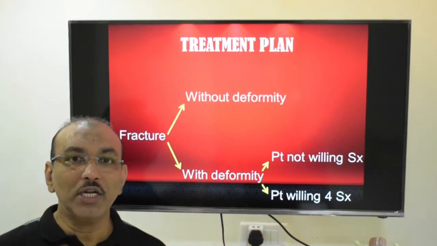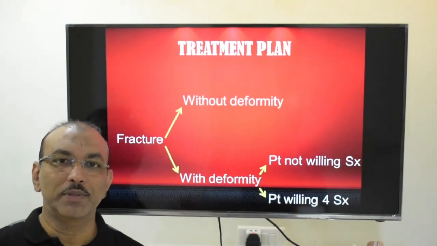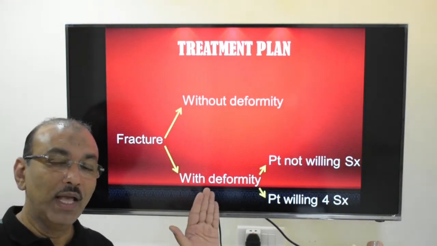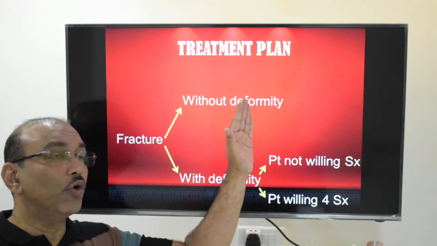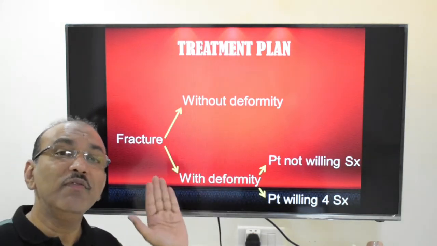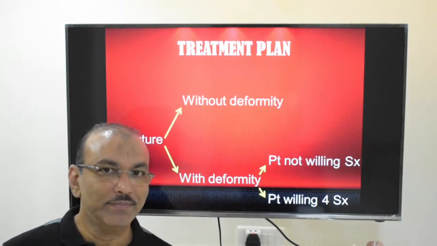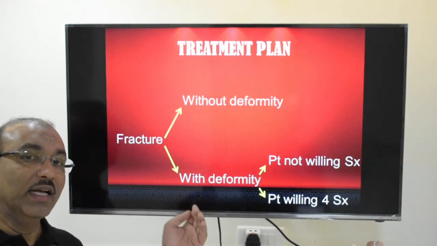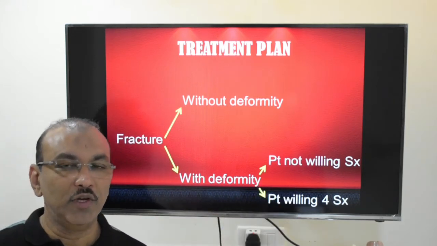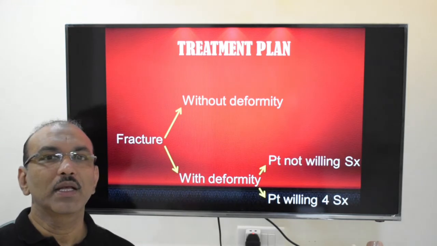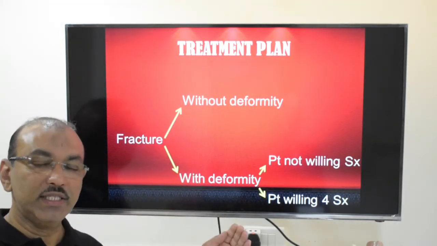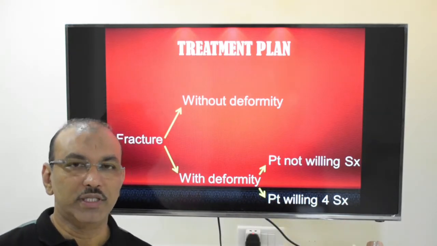So when the patient comes back, let us categorize into 2 types. One is there's a fracture for sure, and one group without deformity, another group with deformity. So without deformity, even if there's a fracture, we are not going to do anything. The second category, there is a fracture and there is a deformity, but the patient is not willing. Again, we are not going to do anything. And the third category, there is a fracture, there is a deformity, the patient is ready to do the surgery.